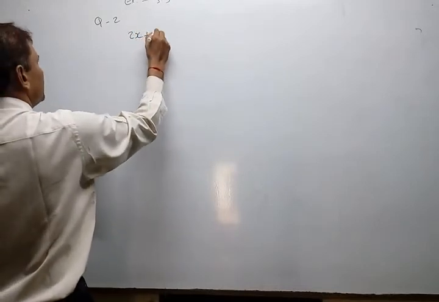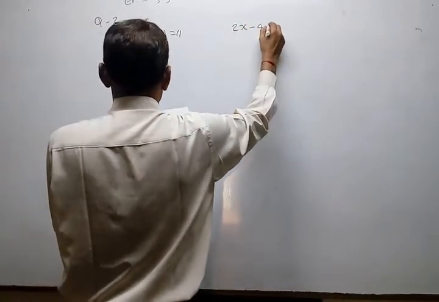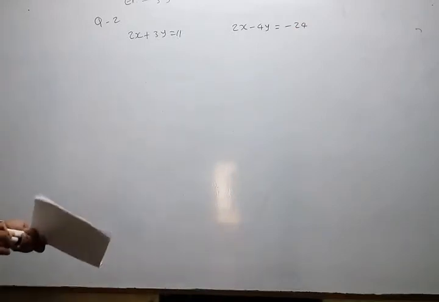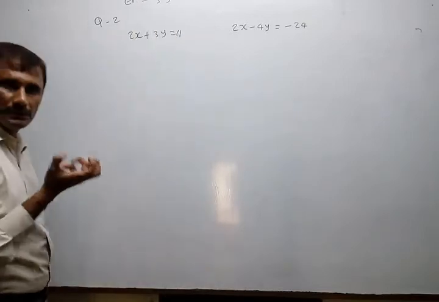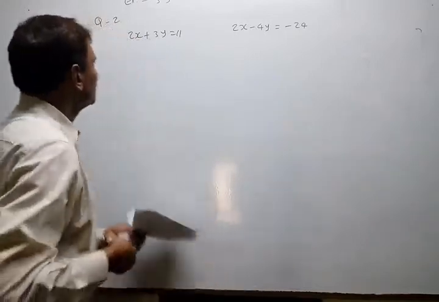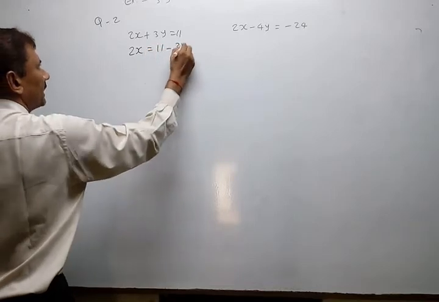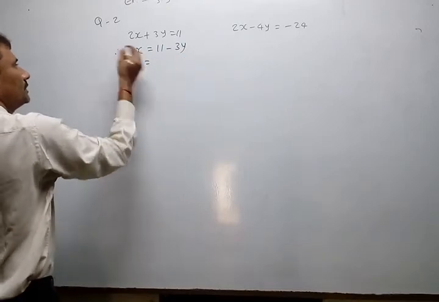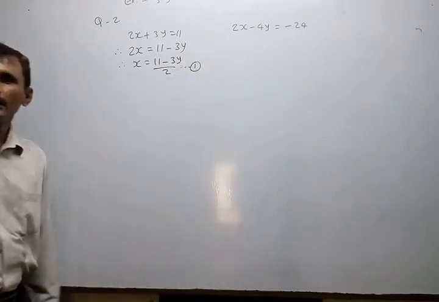2x plus 3y equal to 11. 2x minus 4y equal to minus 24. We give priority to x only, either here or there, because coefficient 1 is preferable, but if not 1, then 2 is preferable. So I make x the subject here: x equal to 11 minus 3y. Now 2 goes to the denominator, so x equal to 11 minus 3y upon 2, equation number 1.